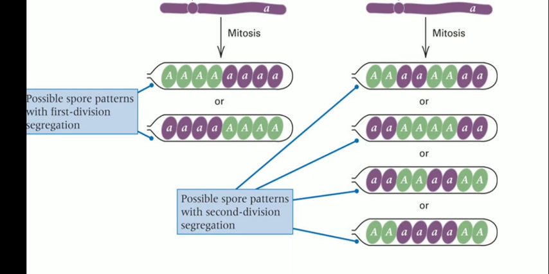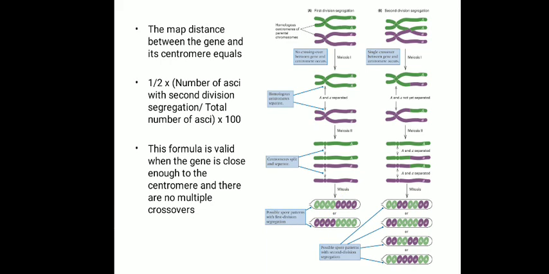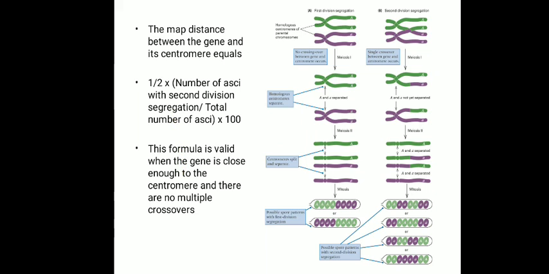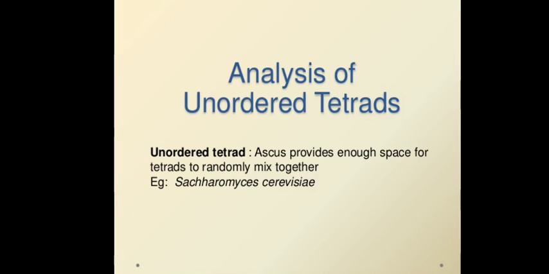And this whole process is carried out with the help of ordered tetrad analysis. Then the next one is analysis of unordered tetrad. Here the ascus provides enough space for the tetrads to randomly mix together.